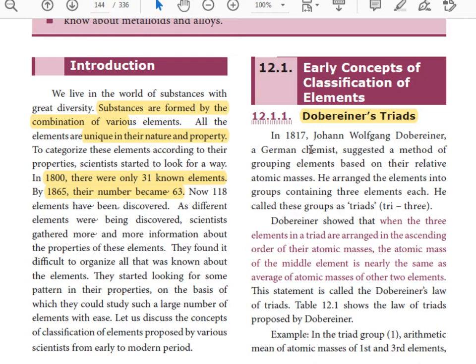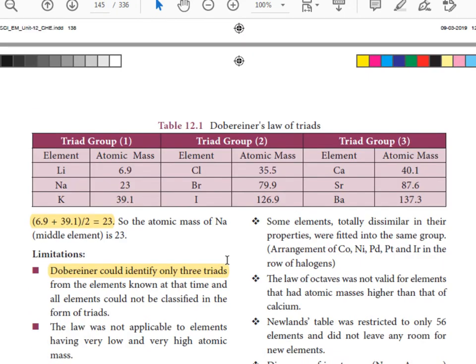So what are the limitations in this? Dobereiner could identify only 3 triads. So how many triads did he form? Only 3 triads. At the time many elements had been found out, but he arranged only 9 elements in this periodic table. Okay, so in the triads, how many elements could he arrange? Only 9 elements. So this is the main drawback in this.